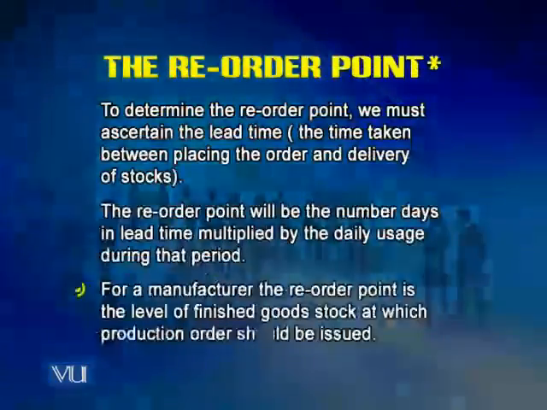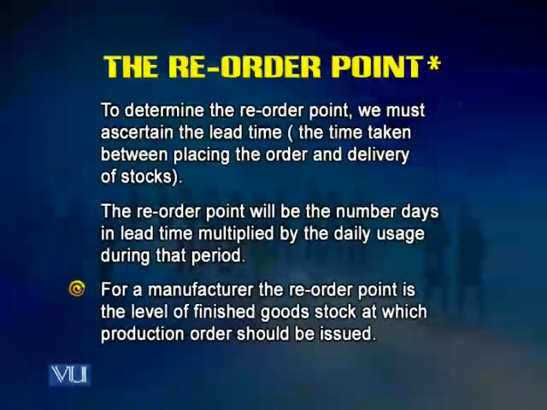This is on a normal condition basis and without any margins for errors, without any margins for other events that will change the usage of stock. So assuming that stock consumption is constant and we take the number of days in lead time, multiply that by the usage, you can get at the reorder point. For the manufacturer, the reorder point is the level of finished goods stock at which production orders should be issued.